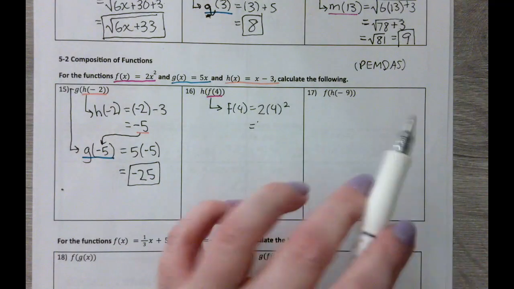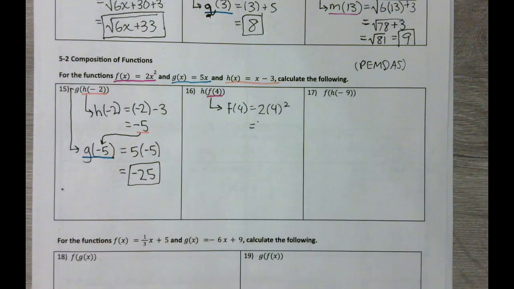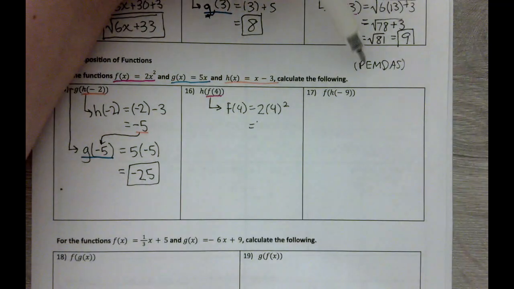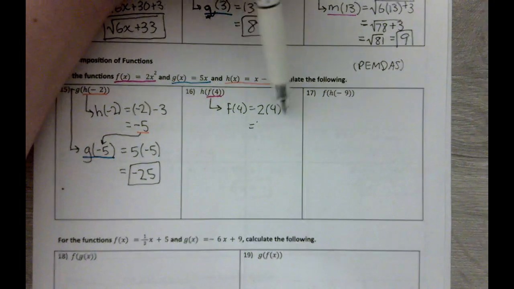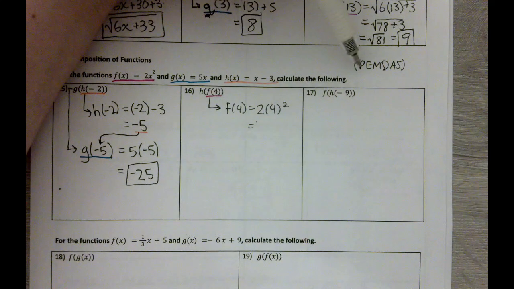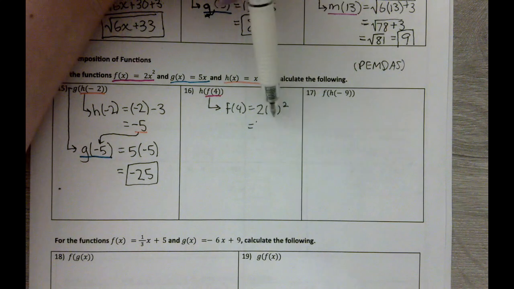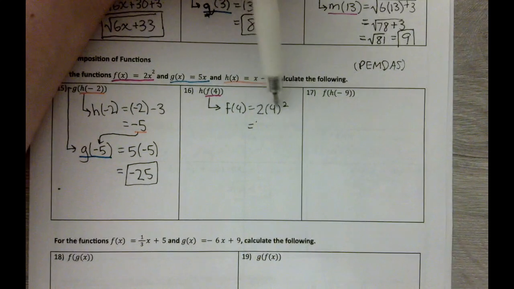Why this is important, I can see plenty of students doing 2 times 4, which is 8, and then 8 squared is 64. That is not correct. Remember, P is for parentheses. Doesn't really apply to these parentheses because you just have a singular number in it. The next one is exponents, then you multiply. So you have to do the exponent first. So make sure you do 4 squared before you multiply by 2.